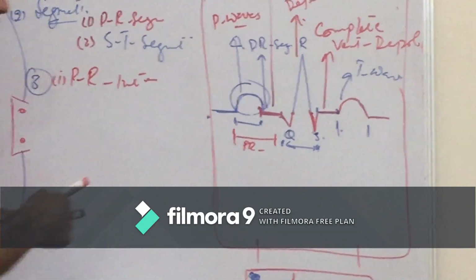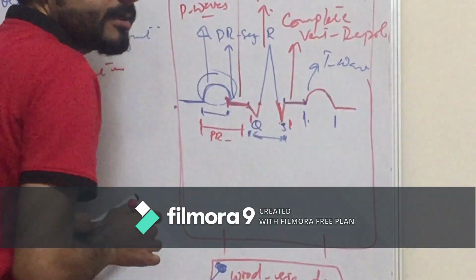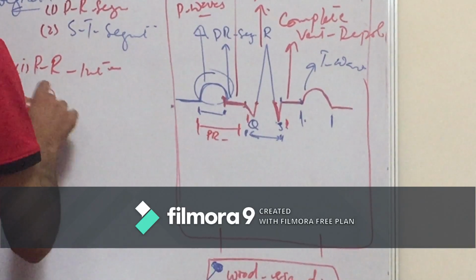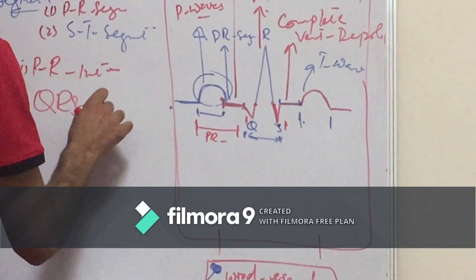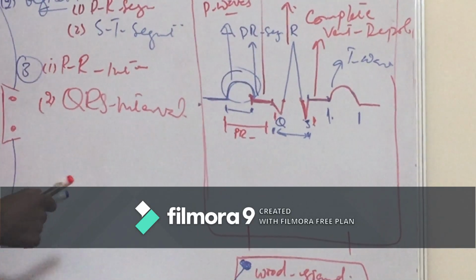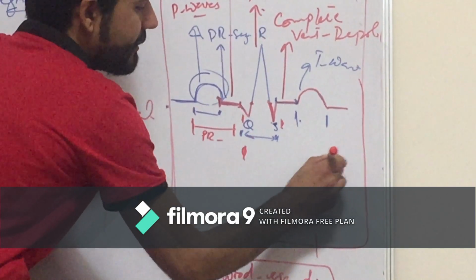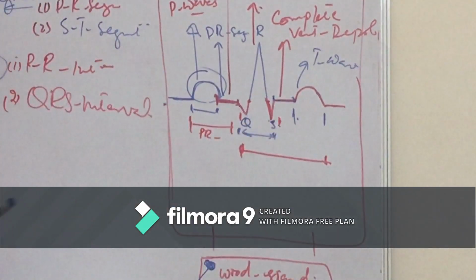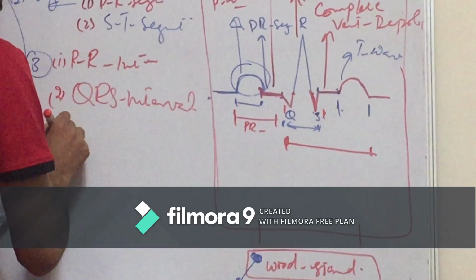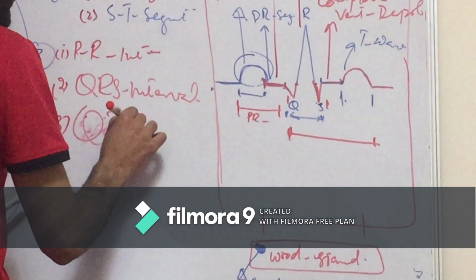The next is from this point to this point. We can say the QRS interval. Next is from this Q point to the T. This is called the QT interval.